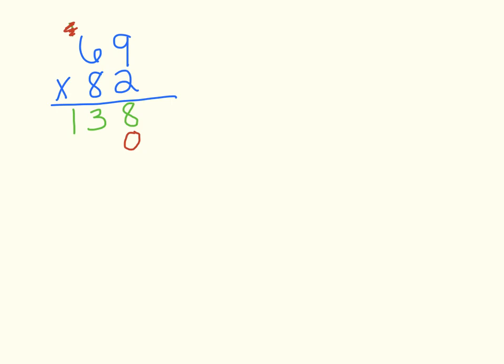Now I'm at tens multiplied by ones. So 8 times 9 is 72. The 2 goes down and the 7 comes up. And 8 and 6 is 48, but 48 plus the 7 that I've brought up would be 55. I add those together, and I have a final product of 5,658.